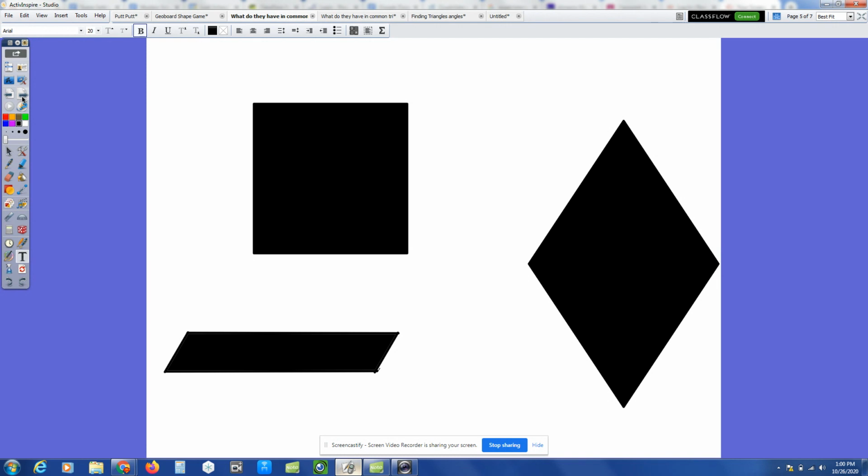Now, what do these have in common? Well, they all have four sides. This one has a right angle. This one has all right angles, but this one doesn't have any right angles. This one doesn't have any right angles. These sides are the same length. These sides are the same length, but this is not the same length. What else could I say?